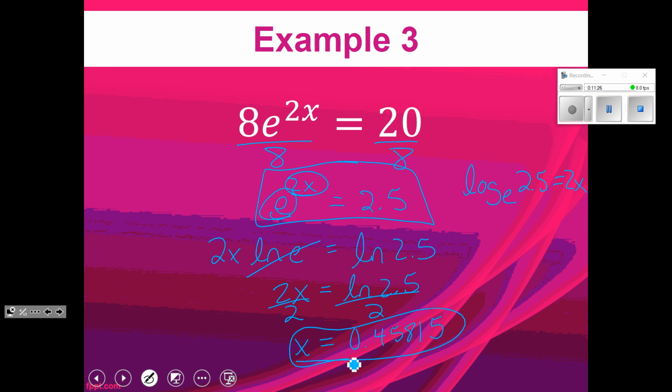Say that one more time. This right here. We learned this the other day in our properties. We learned that the ln of e cancels, because technically that's the log base e of e, and that's one of your properties, e to the first. We know that those cancel out and you get 1. Does that make sense?